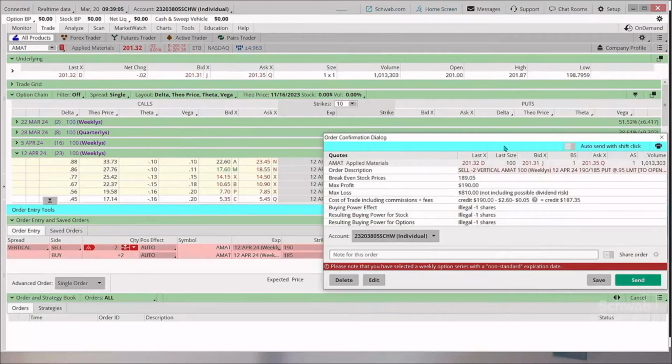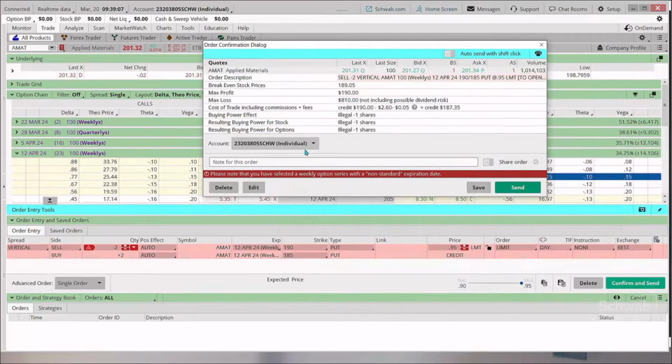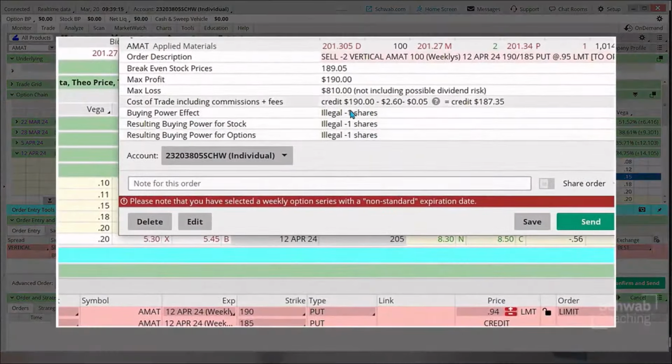Right there, confirm, and then we got a little box right here. We've got, please note you've selected a weekly option series with non-standard expiration date, okay? I got buying power effect in here. I'm not sure what this illegal minus one shares. Now, maybe when we hit this thing, the order's not going to go through. Maybe that's related to the time shutdown, to the electricity getting shut down here. I'm not sure about that, okay?